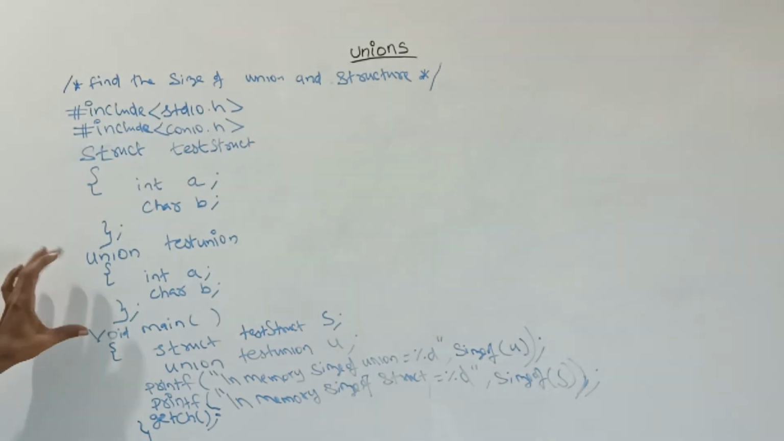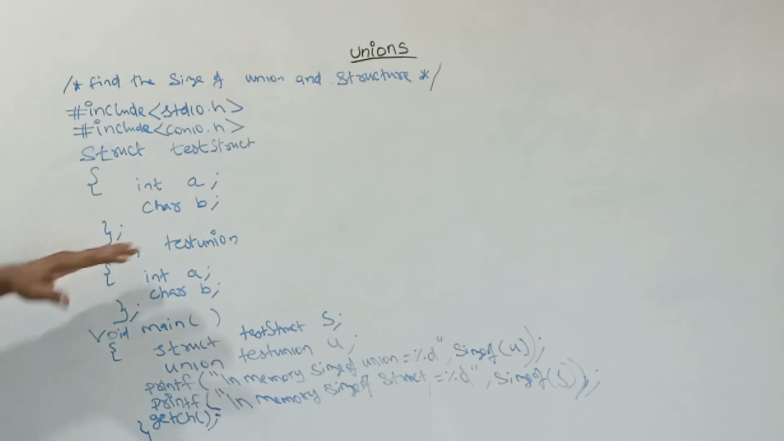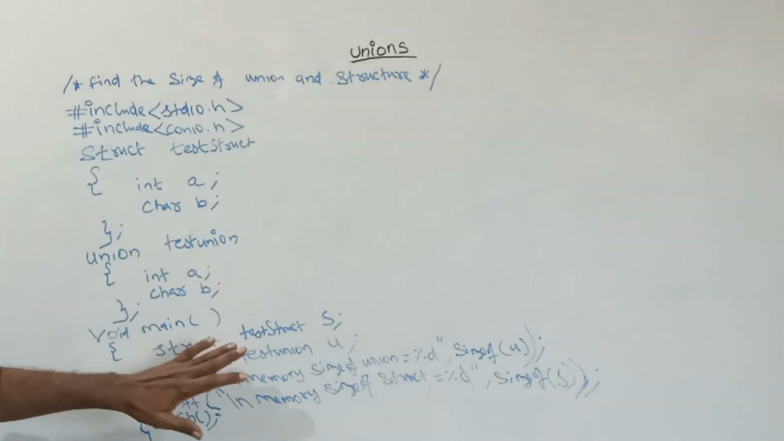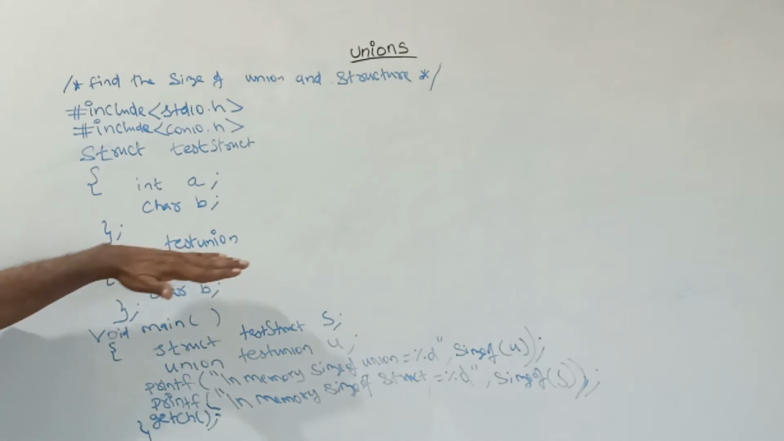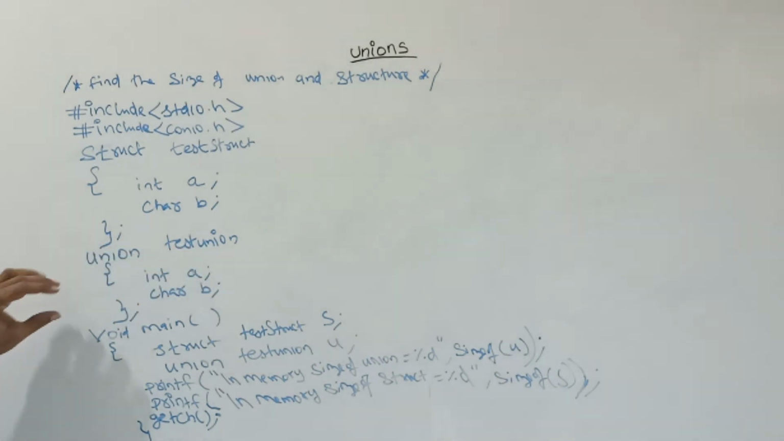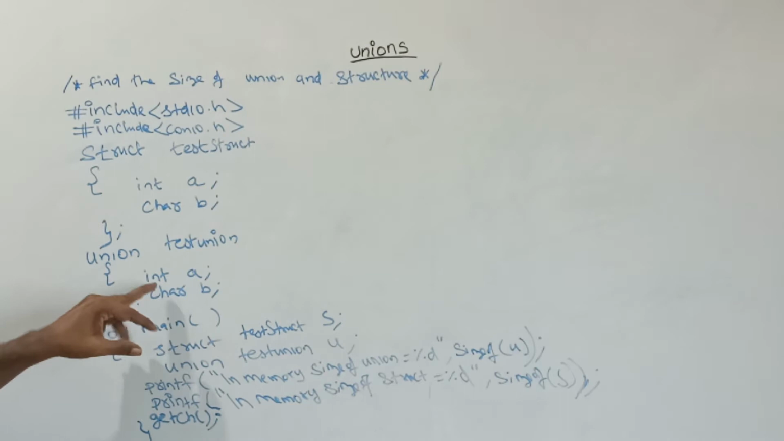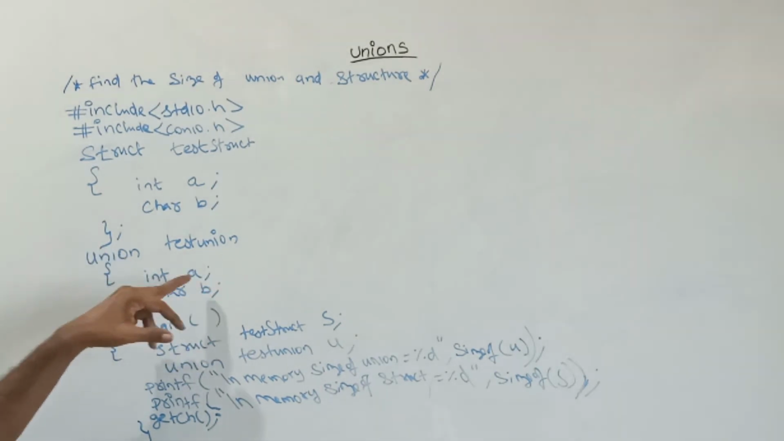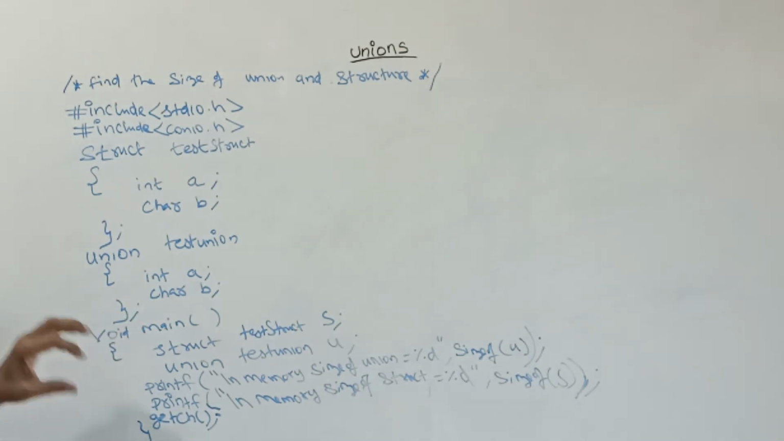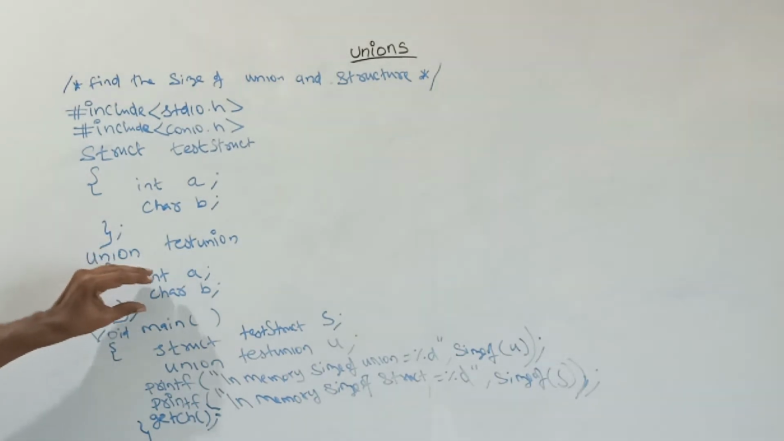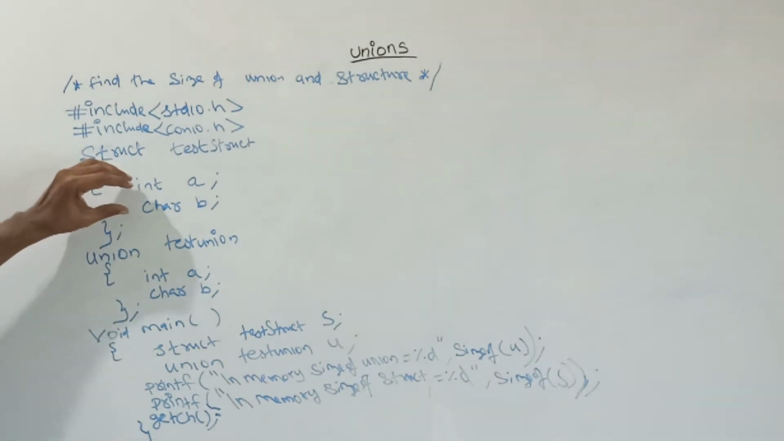In the same way, for the union also, I had created the union. For creating the union, first we should give the keyword union, after that the tag name. Here the tag name is test union. Inside this union I had given two union members. First member A, integer data type, second member is B, that is character data type. So these members are the same as I gave in the structure.